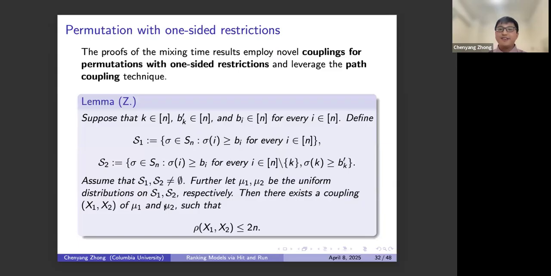Okay, and one word about the proof. The proof of the mixing time results utilizes couplings involving permutations with one-sided restrictions, and also leverages that with the path coupling technique. I will not describe the details, but just include a lemma here. This gives the required coupling for permutations with one-sided restrictions. So we are using this coupling to prove the mixing time results.